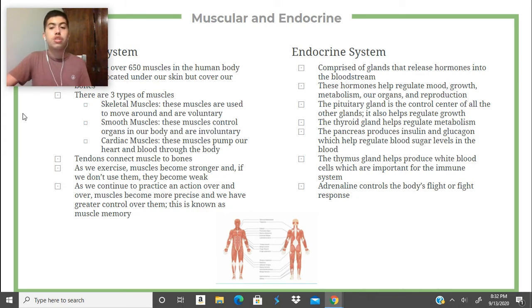And then adrenaline controls the body's fight or flight response. Fight or flight is a response where, with flight, you move away from the danger, or with fight, you have a heightened level of awareness and want to fight the danger. So that's what the fight or flight response is, and how adrenaline plays a role in that.